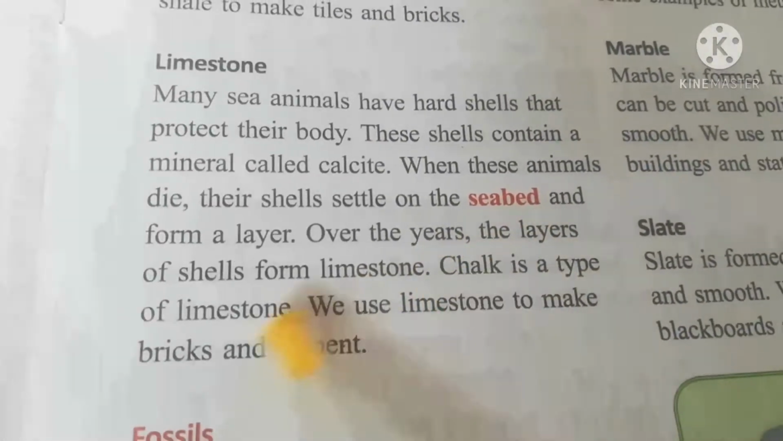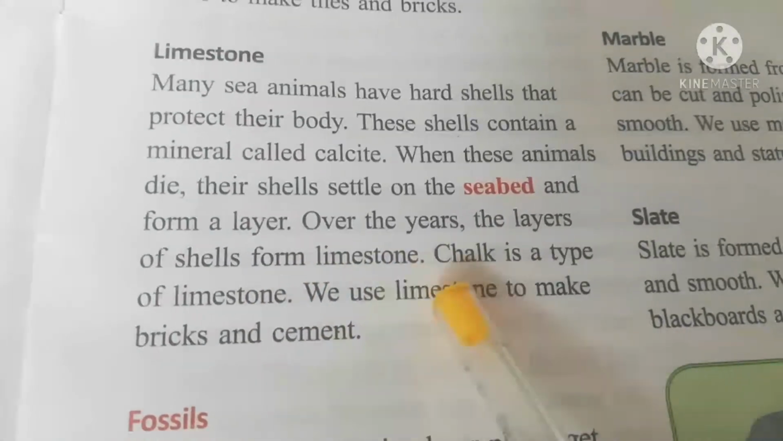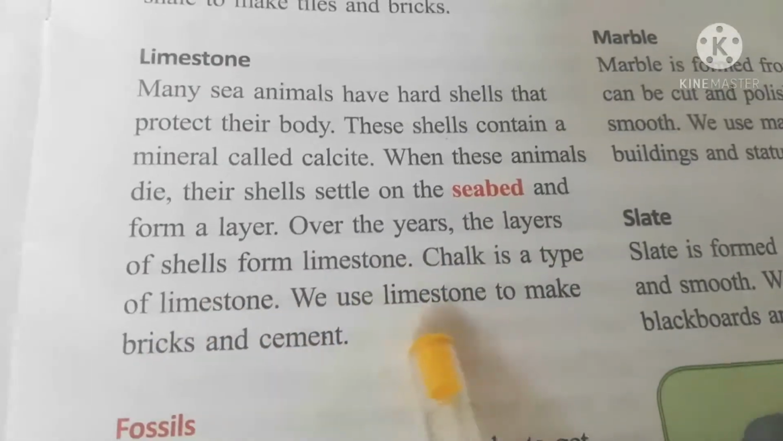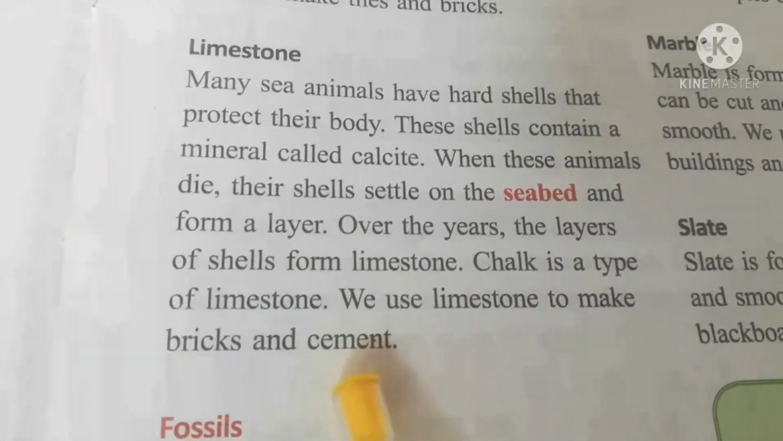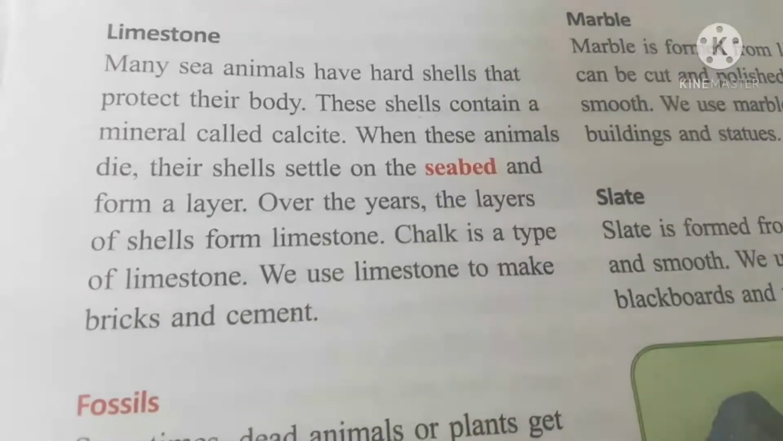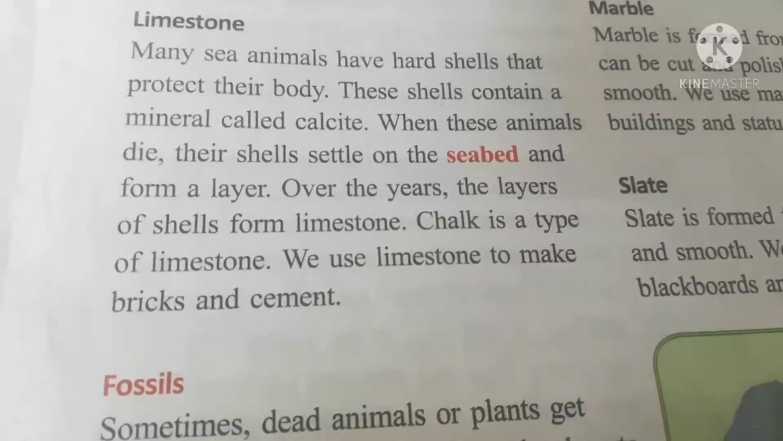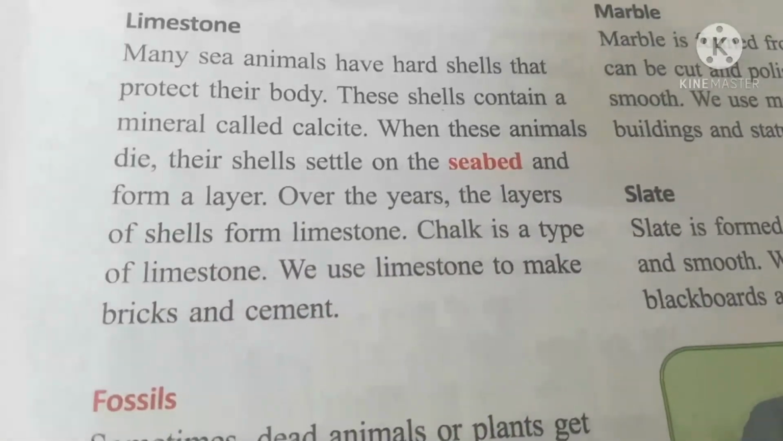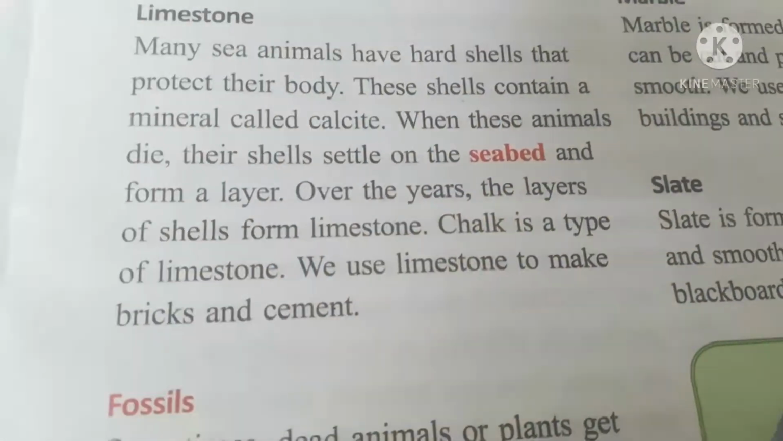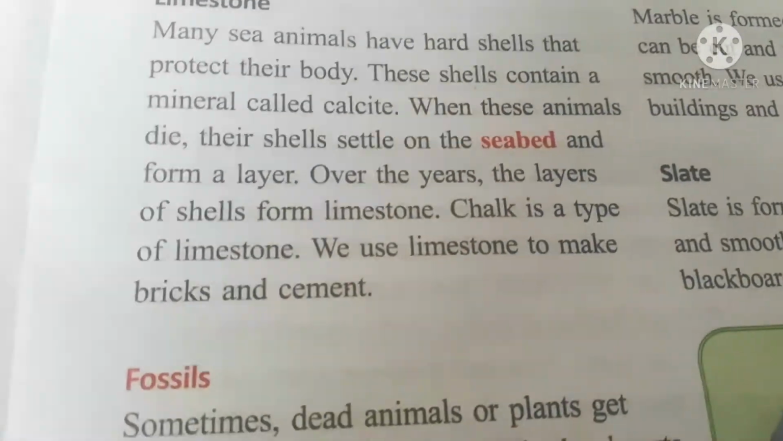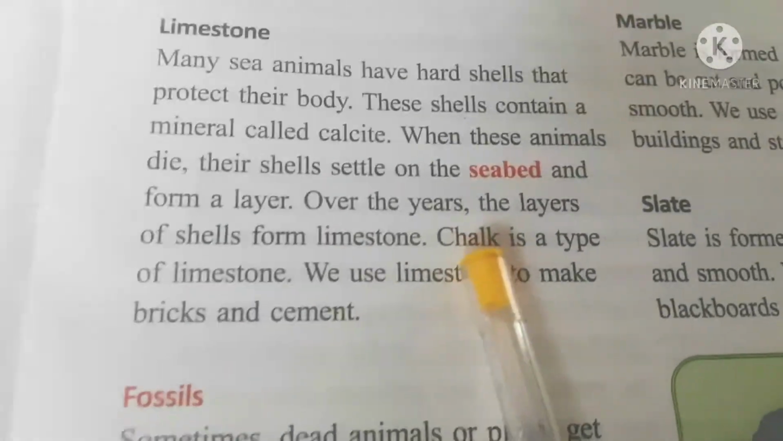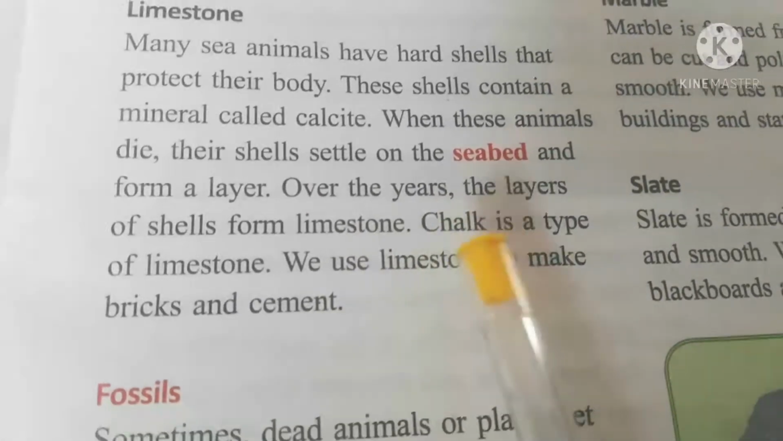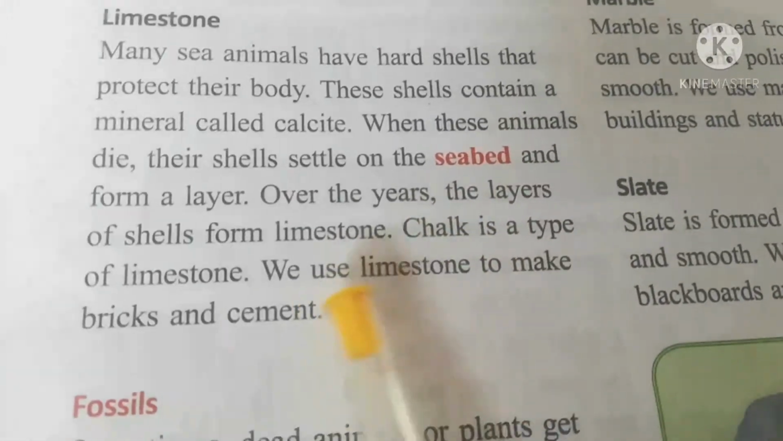Over the years, the layers of shells form limestone. Chalk is a type of limestone. We use limestone to make bricks and cements. So students, after a long time, when the years go by, the shells form limestone. Chalk is also a type of limestone. We use chalk to write on the blackboard, so this chalk is a type of limestone.